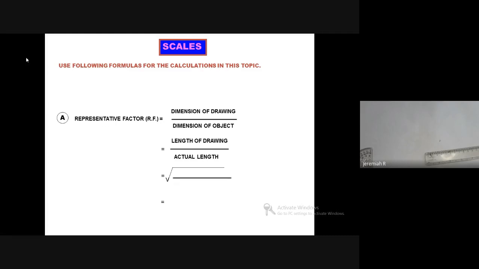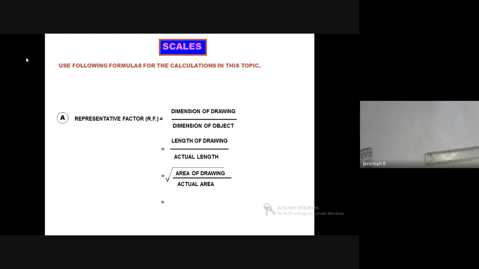Sometimes it will be given as an area. So for an area, what is the unit? Meter square or mm square. What is the formula we have to use for the representative fraction or representative factor? The formula is the square root of the area of the drawing divided by the actual area.